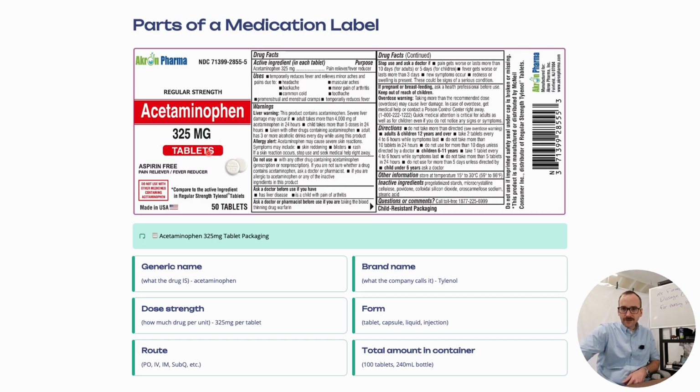Look, it says it right there in big white and red letters. It's a tablet. So we need to know if it's a tablet, a capsule, a liquid, an injection. Where's it going to go? Next up is route. Now route should be in here somewhere or the other.